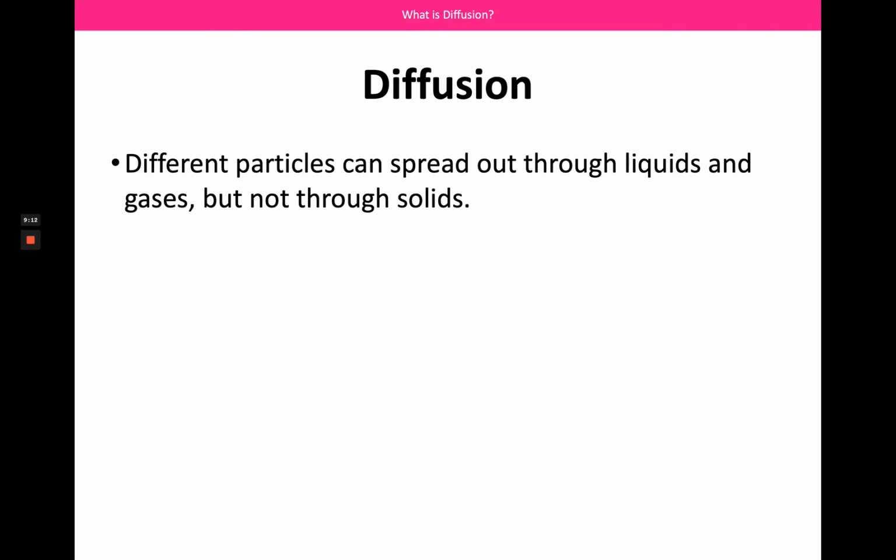So key thing about diffusion, firstly, is that it can happen in liquids, it can happen in gases. It's about particles being able to spread out, but it can't happen in solids. All right, so it's not going to happen in solids. That spreading out that we saw on those pictures, that's what we mean by diffusion. It's the spreading out of the particles so that they reach everywhere, in effect.